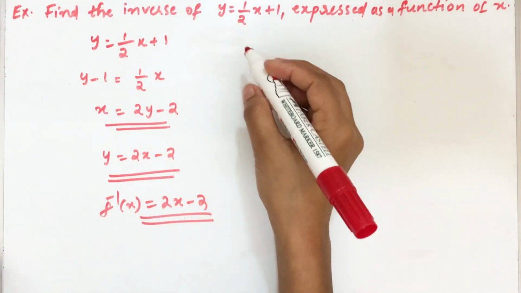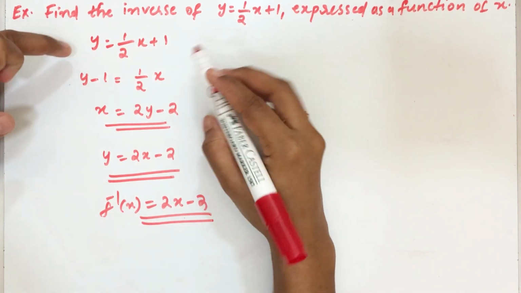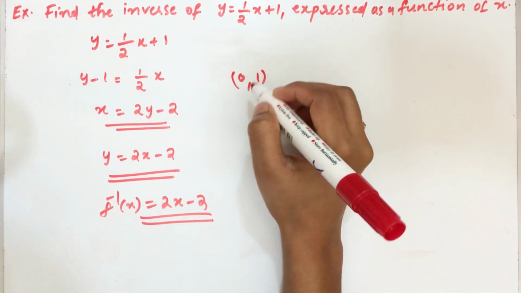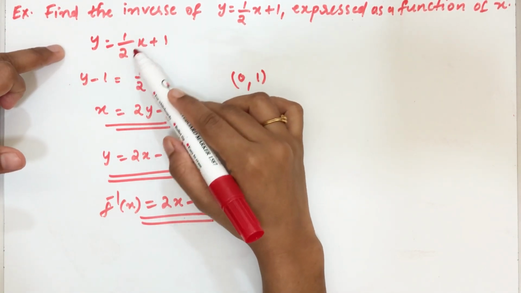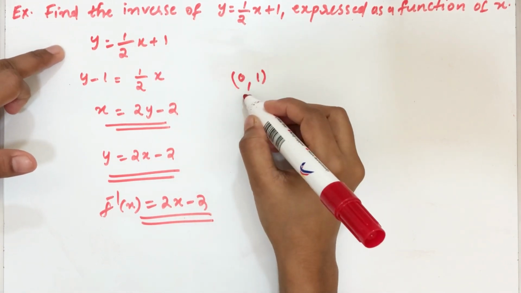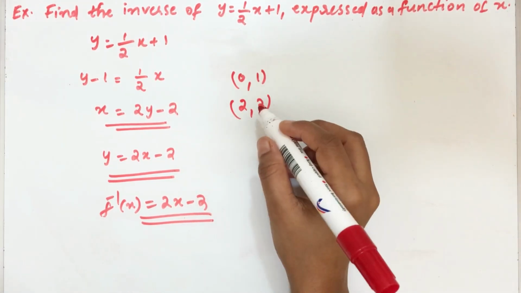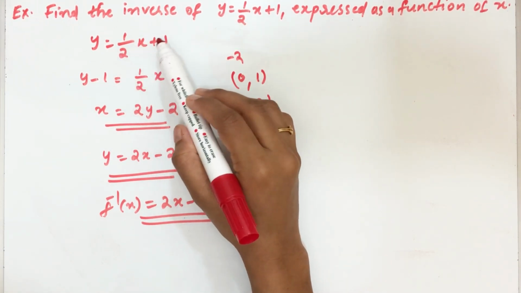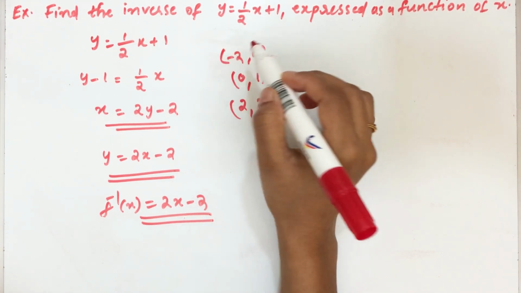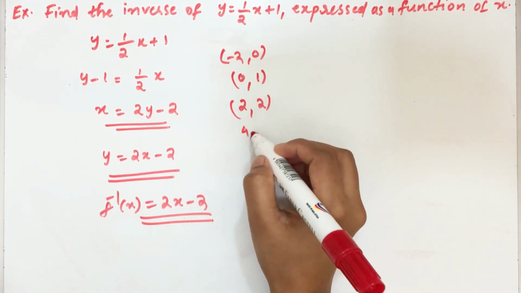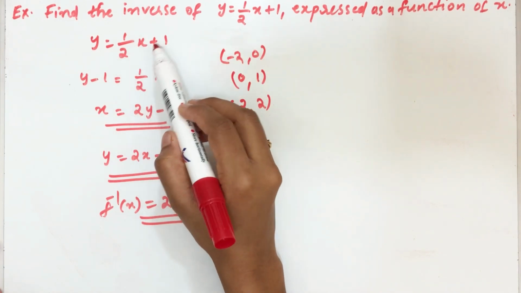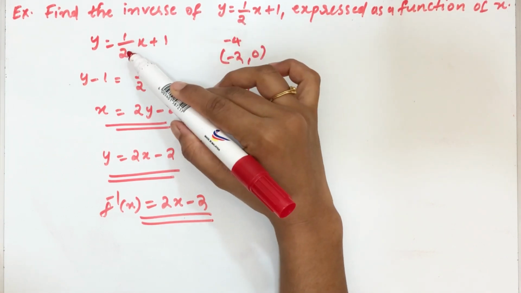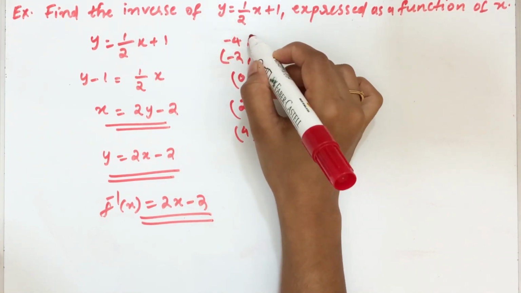We can find the points. For f, when x is equal to 0, what is y? 0 plus 1, y equal to 1. When x is equal to 2, 2 get cancelled, 1 plus 1, y equal to 2. When x is equal to minus 2, minus 2 by 2 is minus 1. Minus 1 plus 1 is 0. So the point minus 2, 0. And when x is equal to 4, 4 by 2 is 2, 2 plus 1, 3, the point 4, 3. Here minus 4, minus 4 by 2 is minus 2. Minus 2 plus 1 is minus 1.